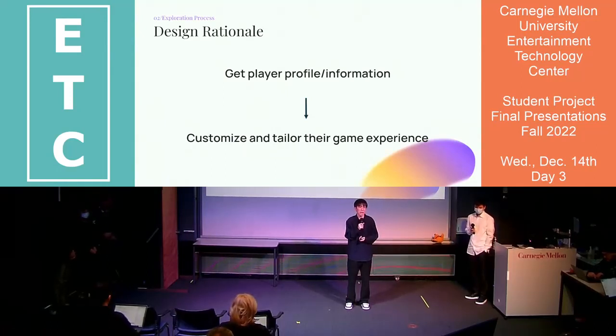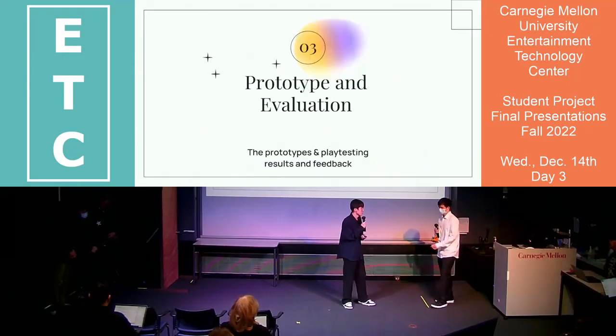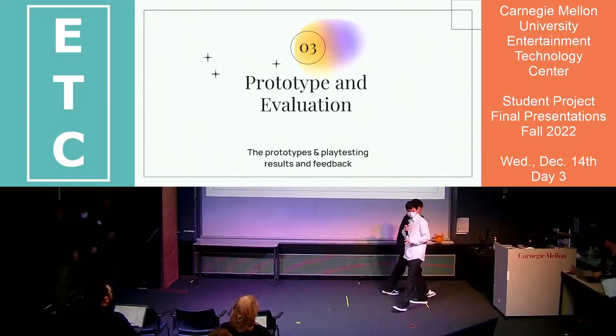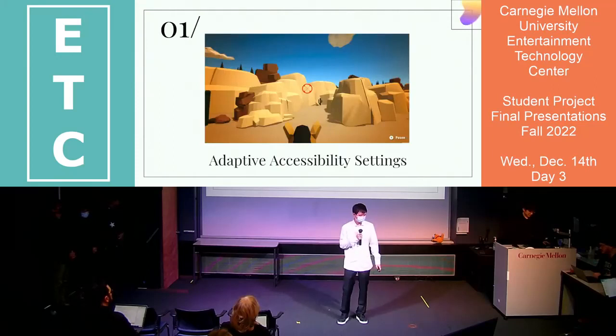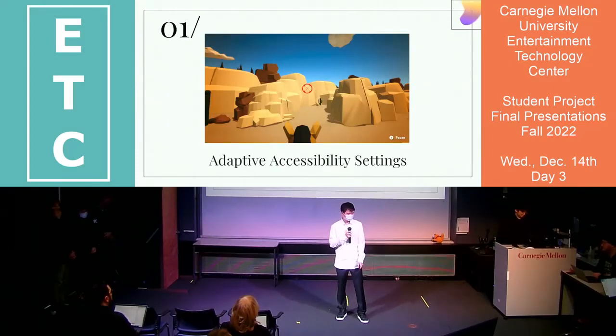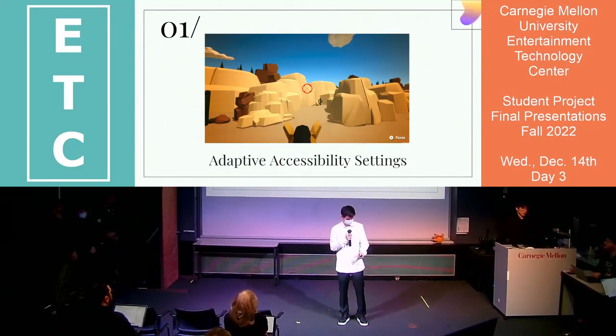For the next part, I'll invite Dennis and Nielsen to talk more about our design details and how we focus on our concept. Thank you. So here comes the prototype and evaluation part. Our first prototype is about adaptive accessibility settings. It's a first-person railway shooter game. So here's the demonstration video.